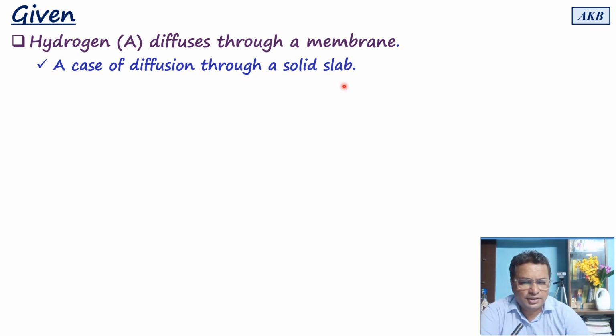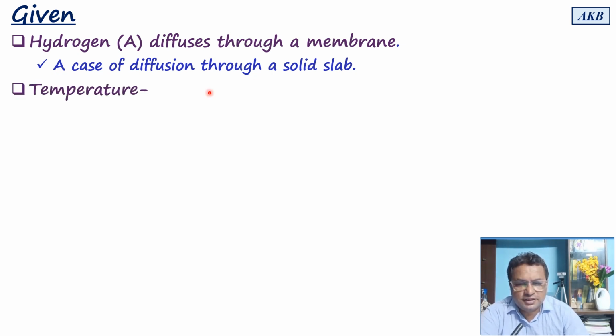Again, the diffusion is taking place under steady state. The diffusion process given in the problem statement is occurring at steady state. So we are supposed to find out the rate at steady state. So we can use the equation for steady state diffusion through a solid slab. That's why I'm saying this is a case of diffusion through a solid slab.